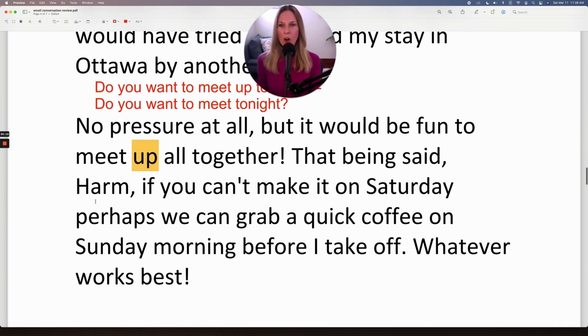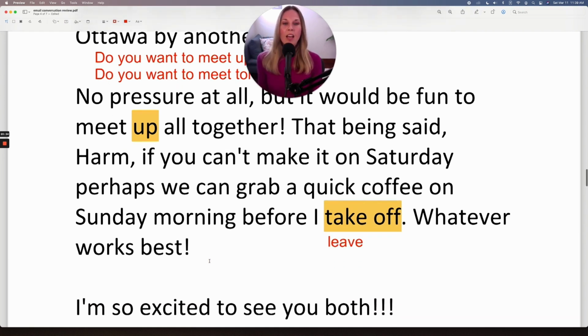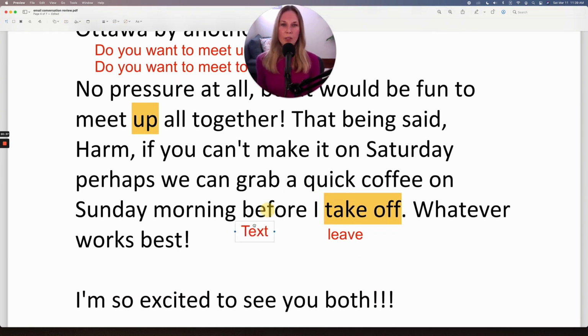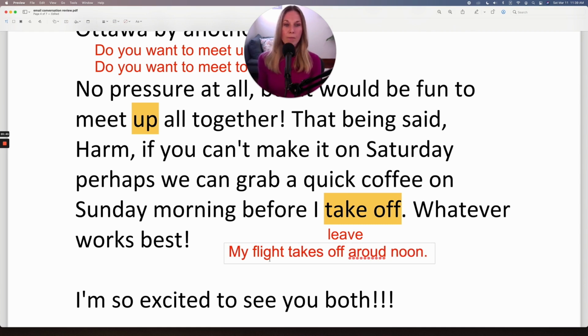That being said, Harm, if you can't make it on Saturday, perhaps we can grab a quick coffee on Sunday morning before I take off. Take off is a casual way of saying leave. Now, a lot of students know this one because your flight takes off, right? That is the expression we use. My flight takes off around noon. My flight leaves around noon. And notice this is in the present simple because it's a scheduled event.